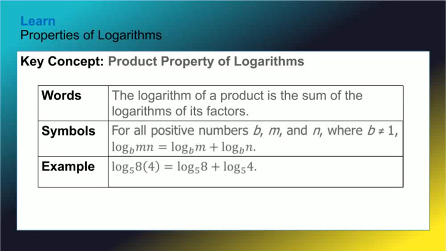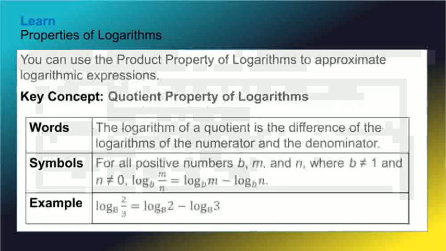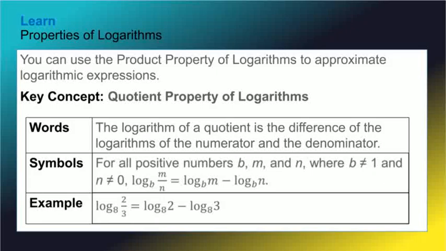So for all positive numbers b, m, and n, where b cannot equal 1, the logarithm base b of mn is the same as log base b of m plus log base b of n. So we're just expanding the logarithm here. The log base 5 of 8 times 4, or if it was log base 5 of 32, you would just say it as log base 5 of 8 plus log base 5 of 4. You can use the product property of logarithms to approximate logarithmic expressions.